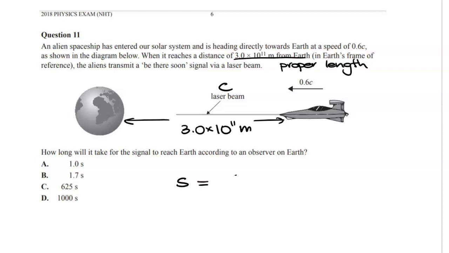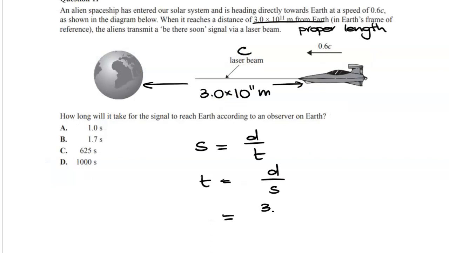Let's do that speed equals distance over time again. Time is going to be that distance over that speed. So that distance, 3.0 by 10 to the 11 divided by the speed, 3.0 by 10 to the 8, you could use a little bit of scientific notation or index laws understanding, or you could put that in your calculator and you'll see that it's going to be 1,000 seconds.